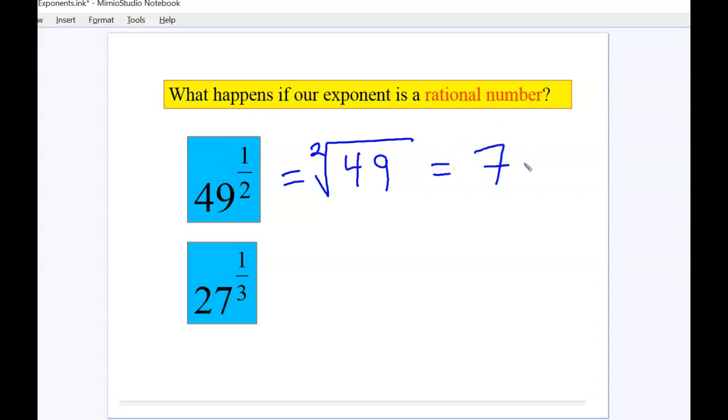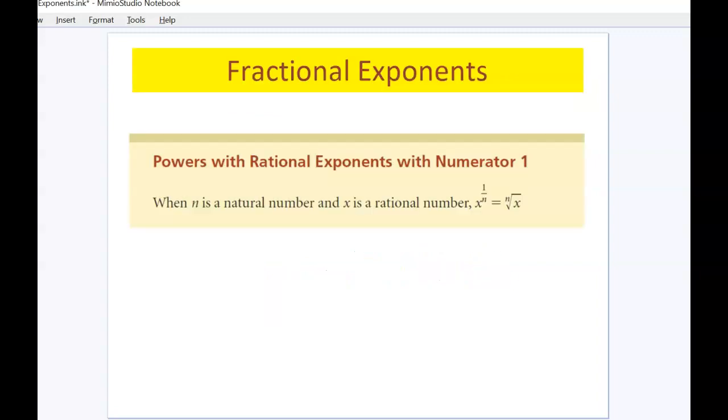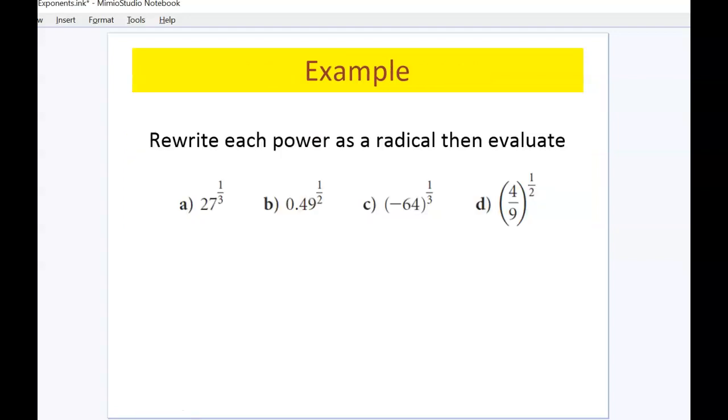The square root of 49 is 7. Again, here my numerator is 1 and my denominator is 3. This really means the cube root of 27, and the cube root of 27 is equal to 3. So this is what powers with rational exponents with a numerator of 1 really mean. Now, rewrite each power as a radical, then evaluate it.